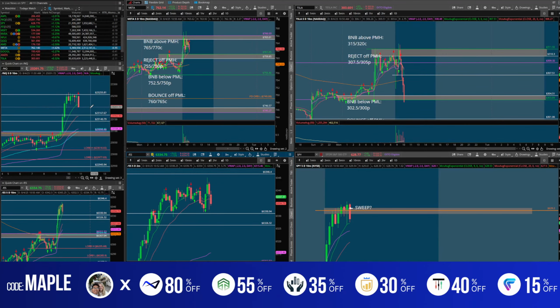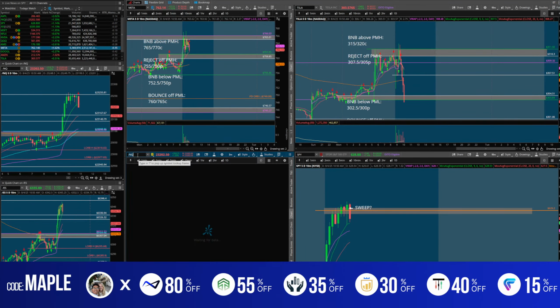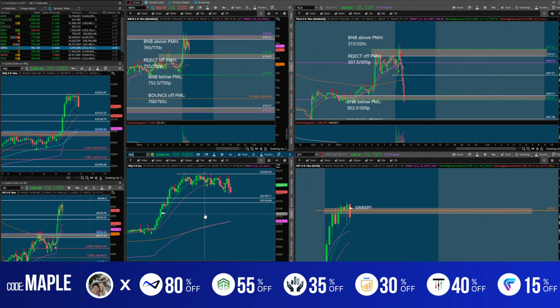If NQ flips here, I'll look to short a green candle for a liquidity sweep. I go to NQ, let's mark the orb.